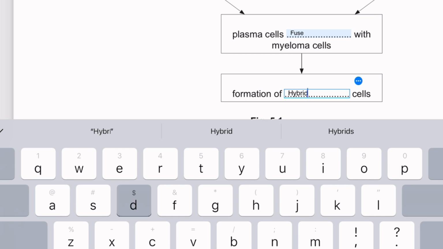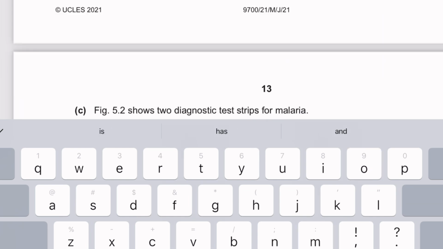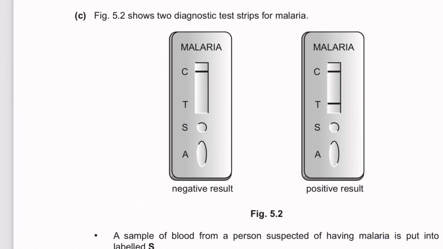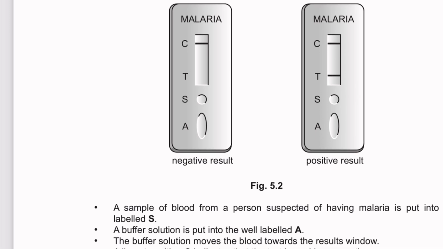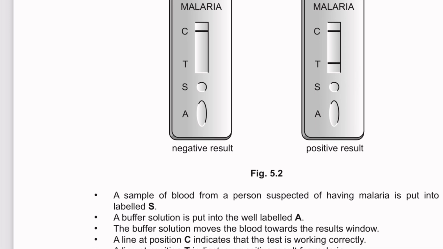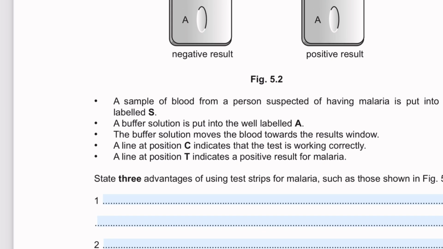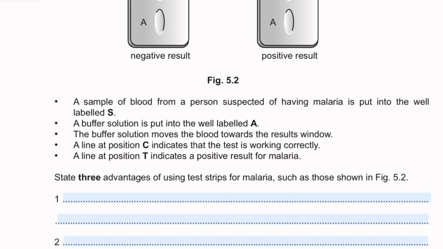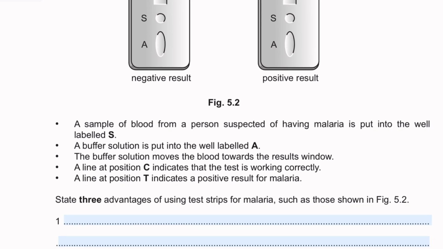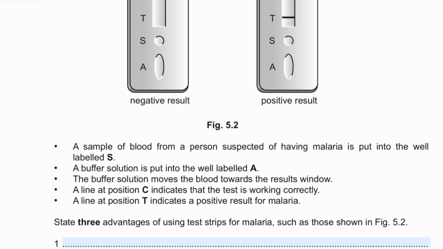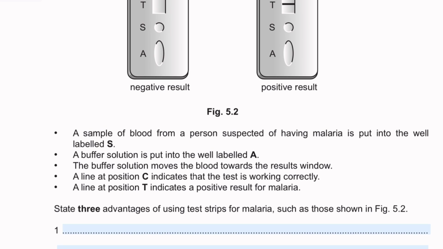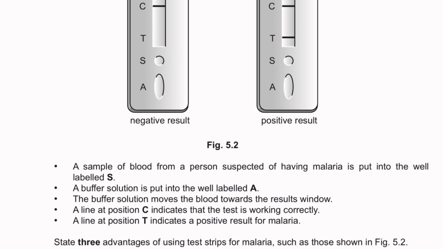Formation of hybridoma cells. Okay, now C. Figure 5.2 shows two diagnostic test strips for malaria. You have the two test strips. You have a negative result, and you have a positive result with two lines. A sample of blood from a person suspected of having malaria is put into a well labeled S, and a buffer solution is put into a well labeled A. The buffer solution moves the blood towards the results window, and a line at C indicates the test is working correctly, a line at T indicates a positive result for malaria.